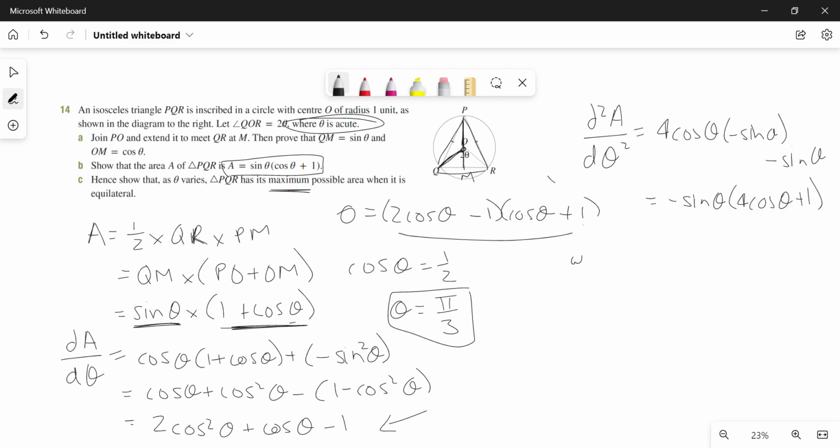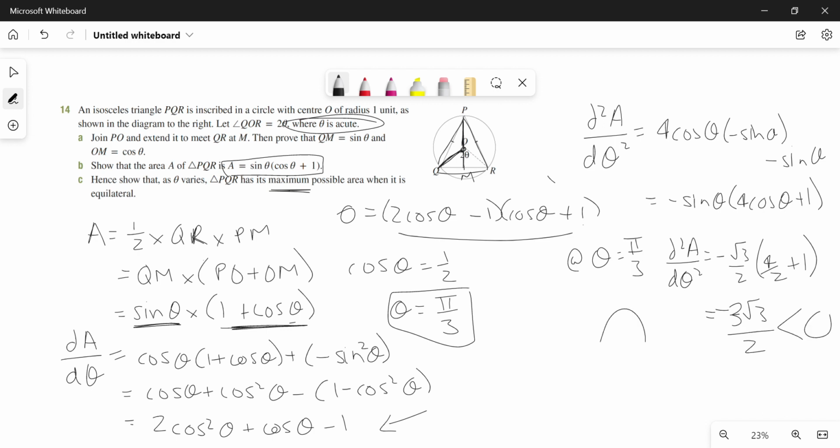If I sub in theta is pi on 3, I've got d squared A d theta squared being minus sine 60, which is root 3 on 2, times 4 lots of cos 60, which is a half, plus 1. So we're going to get negative 3 root 3 on 2, because 2 plus 1 is 3, which is indeed negative. So if we think of that, therefore it's a maximum.